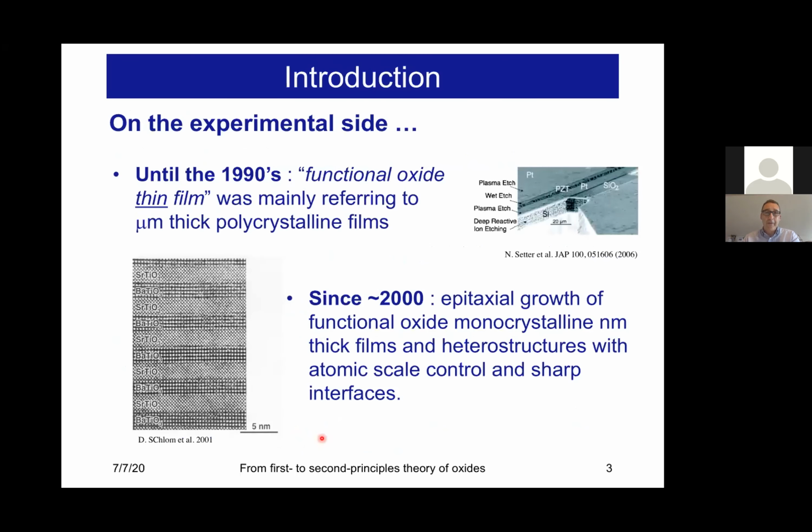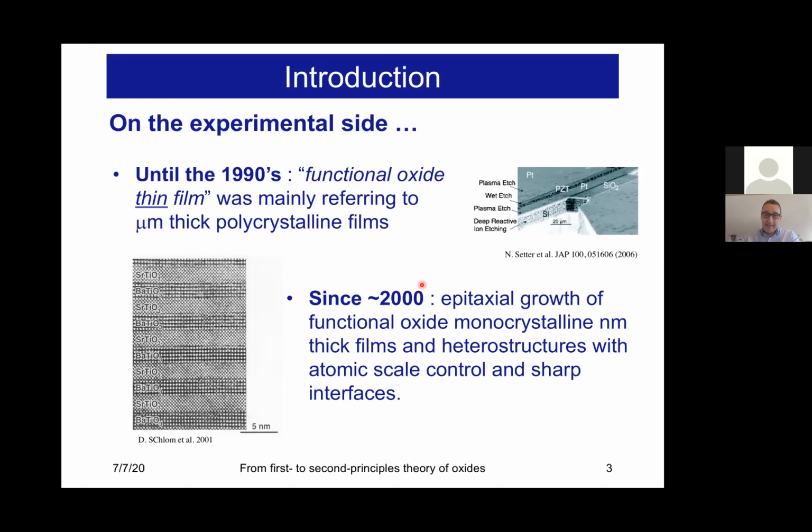So on the experimental side, when I remember when I was a young PhD student in the early 90s, when people were referring to functional oxide thin films, that was mainly referring to micrometer thick polycrystalline samples. And that's quite amazing, because I remember some schools at the MRS in Boston at that time, and thin film was really something that was not what we call thin films today. So it was really what we call thick films.